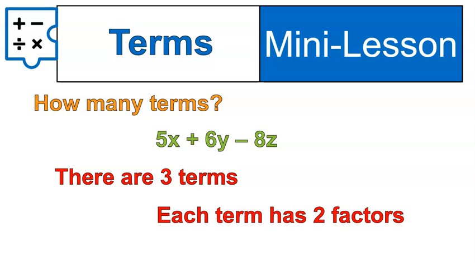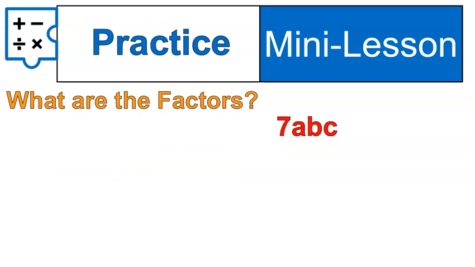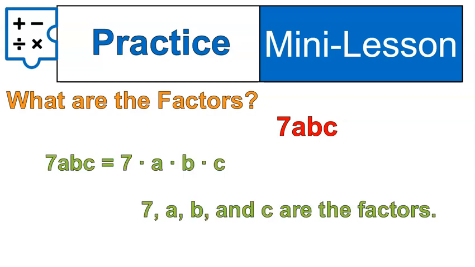So here we go. Let's practice just a little bit. I want you to tell me what are the factors of this term, 7abc. What are the factors of this term? Well, the factors are 7, a, b, and c. Because 7abc means 7 times a times b times c. We don't write in the multiplication for each of them. And that's where variables become a little bit more complex. But these are all factors inside there. There are 4 factors inside of this term.